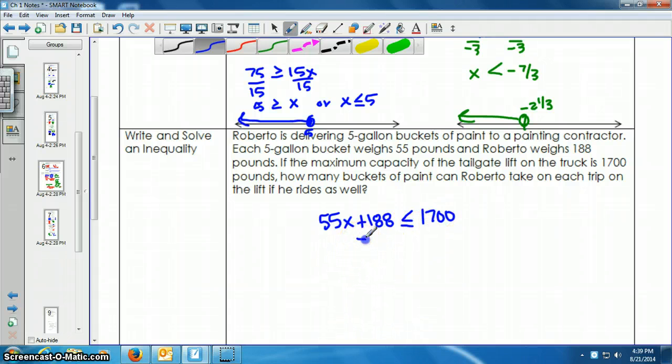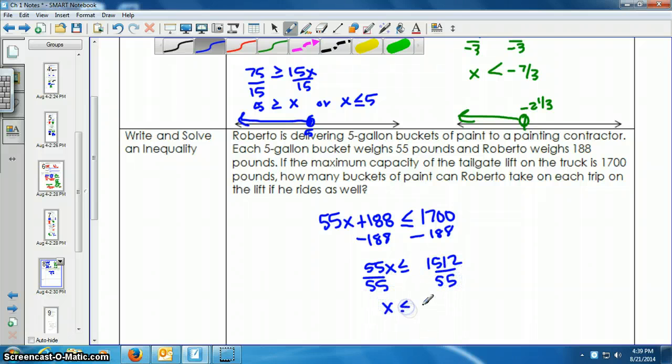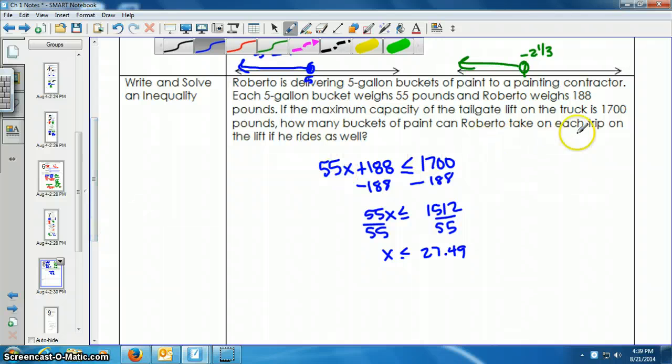And then we're going to solve. So minus 188. And 55x is less than or equal to 1,512. Divide by 55. And we get x is less than or equal to 27.49. So how many buckets maximum? How many buckets can you take on each trip? Well, not quite 28, so 27.